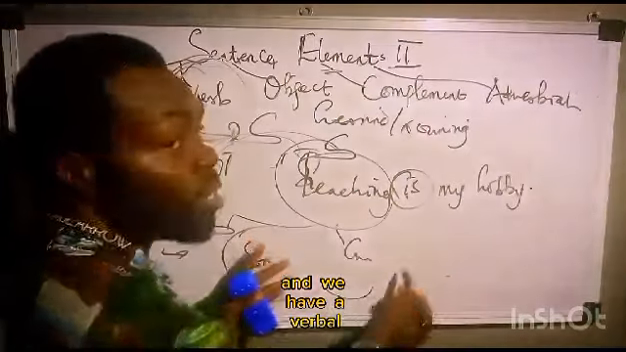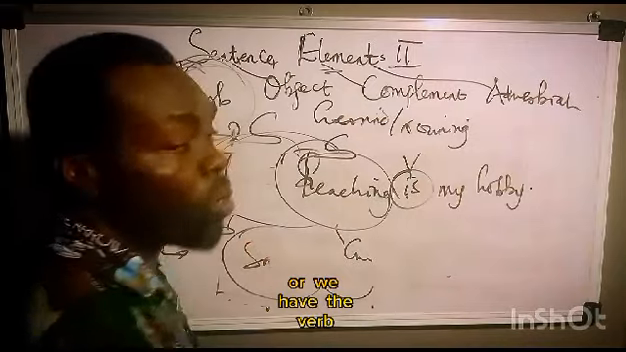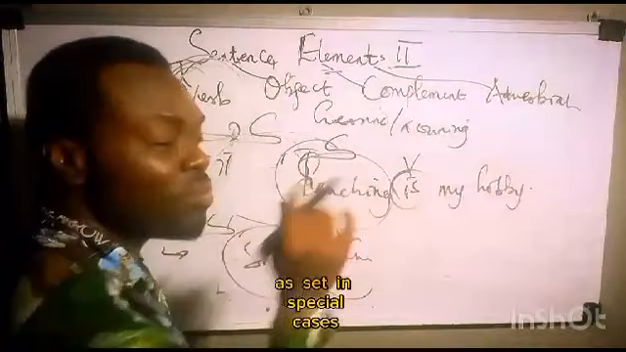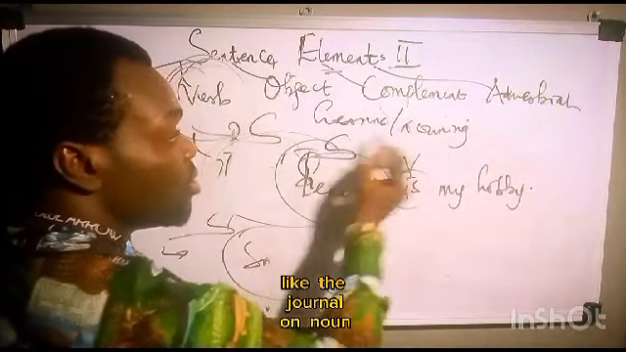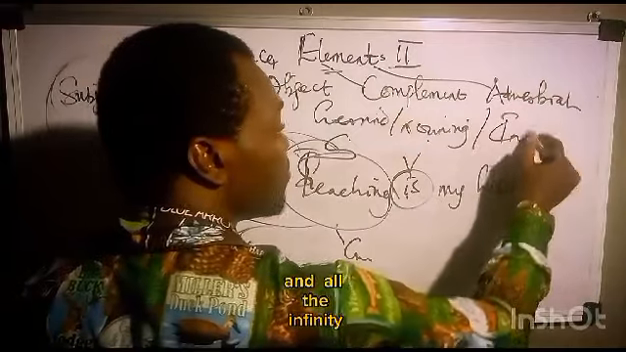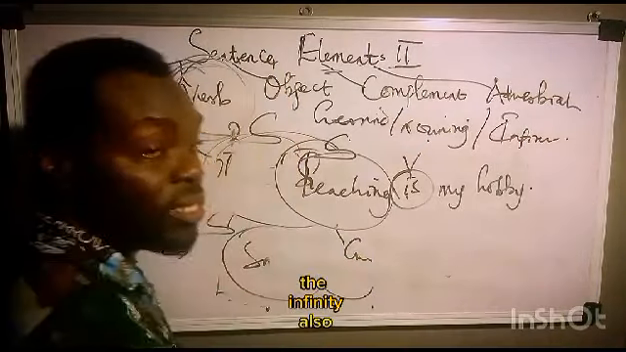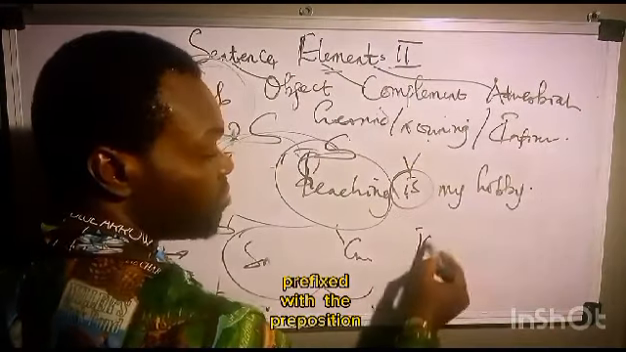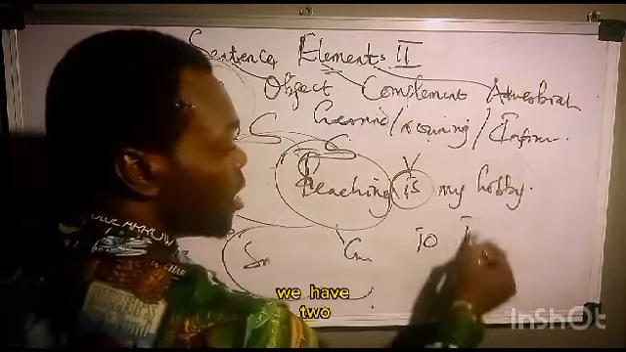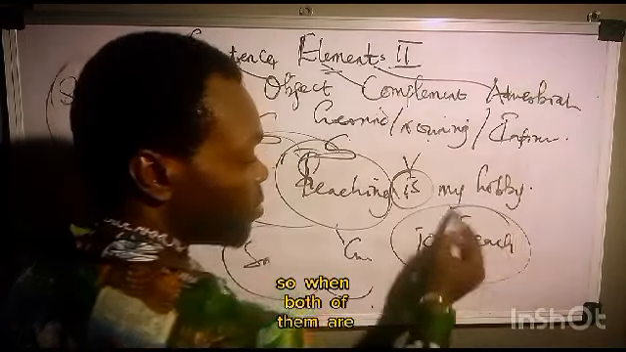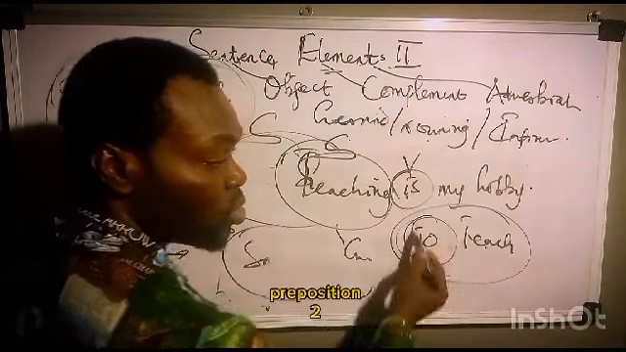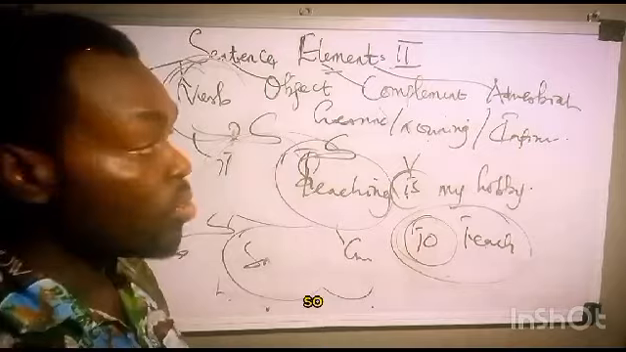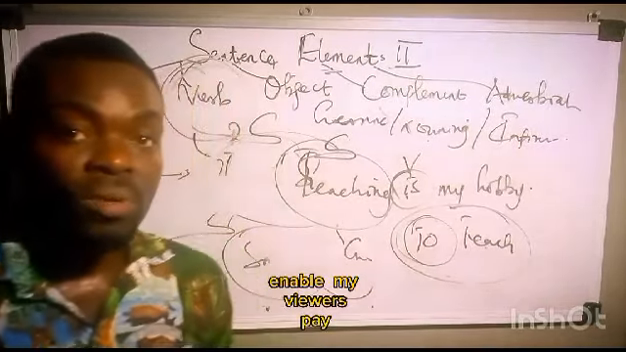And we have our verbal expression here, which is our V, the verb. So the verb occupies the position immediately after the subject, except in special cases like the gerund or the infinitive. The infinitive plays the same role as the gerund. The infinitive is prefixed with the preposition to. For example, we have to teach. When the verb is used with the preposition to, it is called an infinitive. So I'm going to stop here to enable my viewers pay attention.